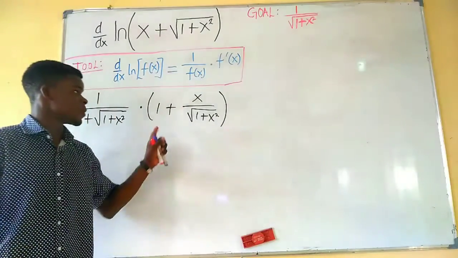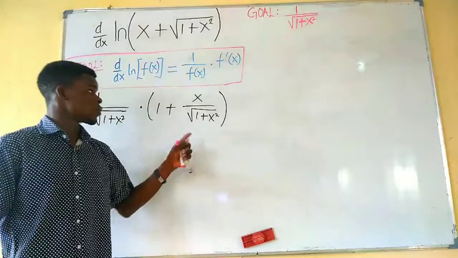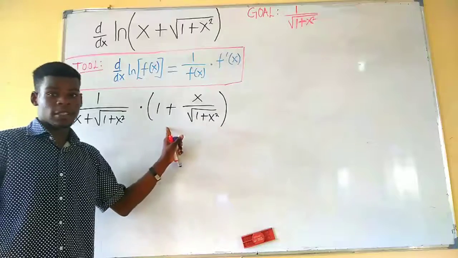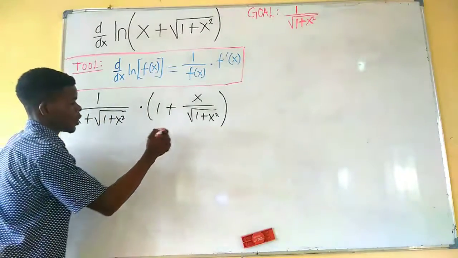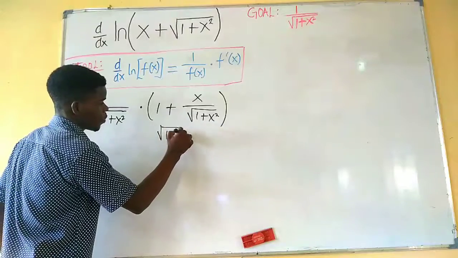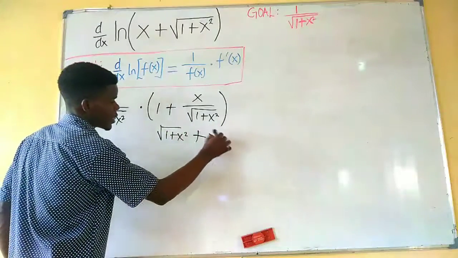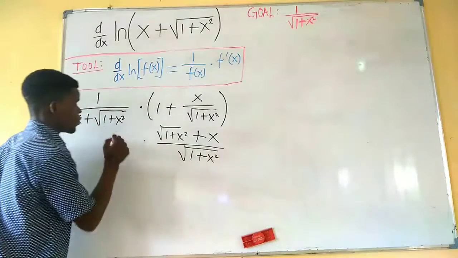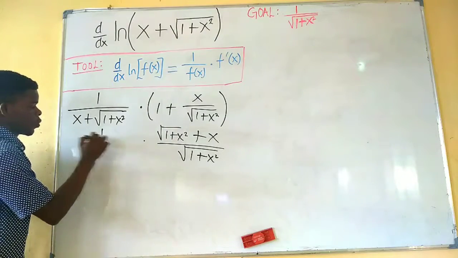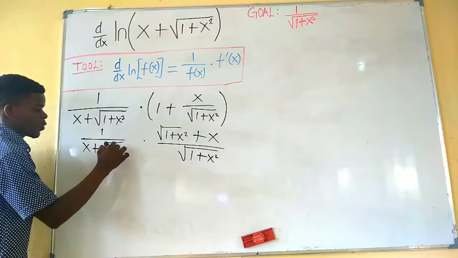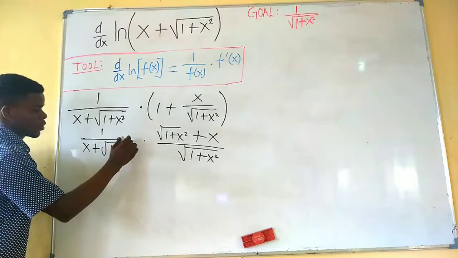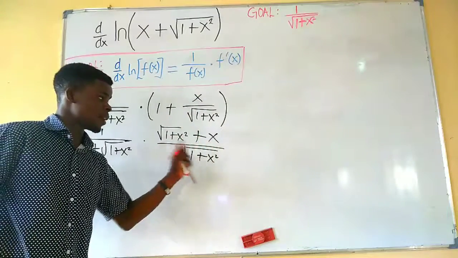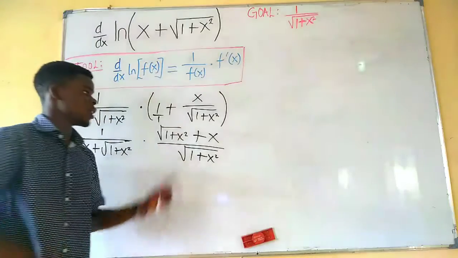Now here we just observe 1 plus the fraction, okay? So we can go ahead and take the LCM: we multiply this with the 1 here, and we divide it by the denominator, which is just 1. So we're going to have 1 times the square root of 1 plus x squared, plus x divided by the square root of 1 plus x squared. And we still multiply with the whole of this, that is 1 divided by x plus the square root of 1 plus x squared, like that, right? So multiply this with 1, add it with this, and divide it by the LCM.